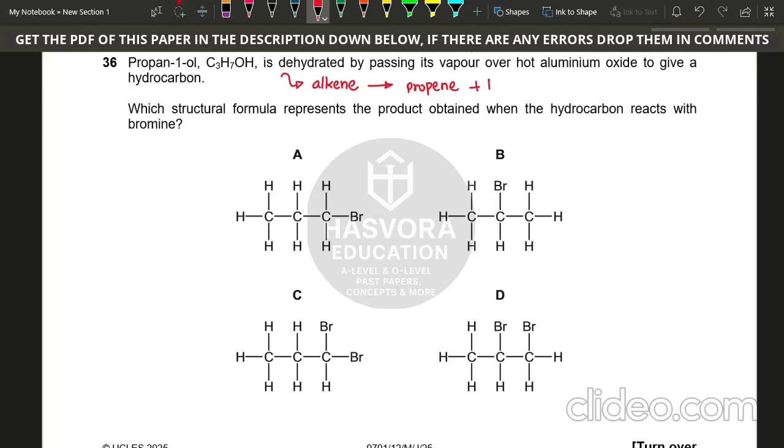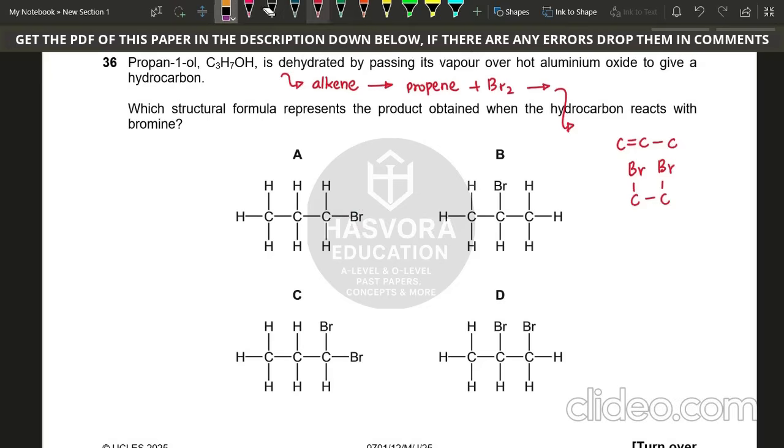Now they have reacted this propene with Br2. This means that there will be electrophilic addition. Let me just draw the structure here. If this is your propene, the double bond will break and we will have the bromine attached to the first two carbon atoms. Here we have one bromine, so this does not match what we have drawn. Here we have one bromine as well.